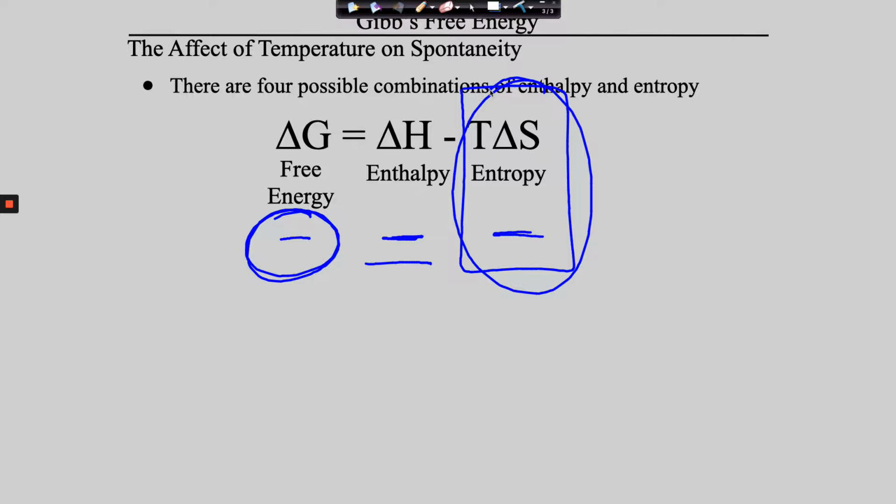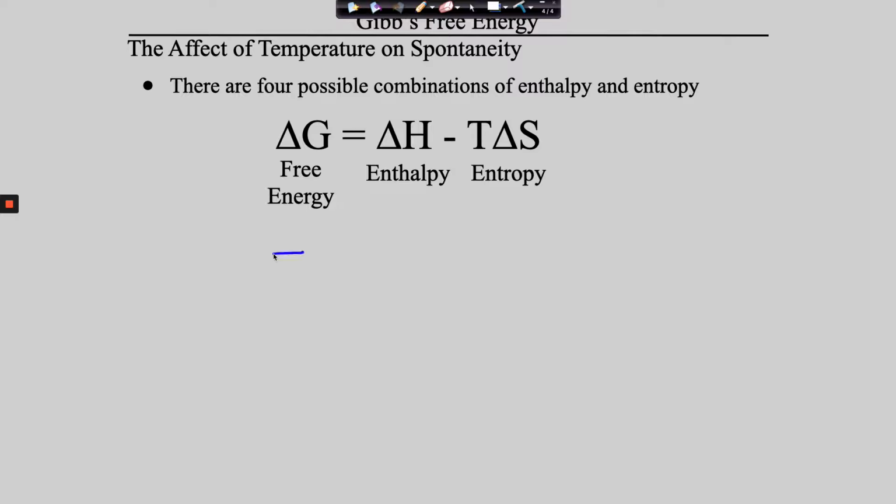Now, guys, what about this? Again, we've got negative delta G values are spontaneous. What if enthalpy is positive? What if the change in enthalpy is positive? Does that favor spontaneity? It does not. Guys, what if the change in entropy is positive? Does that favor spontaneity? It does.